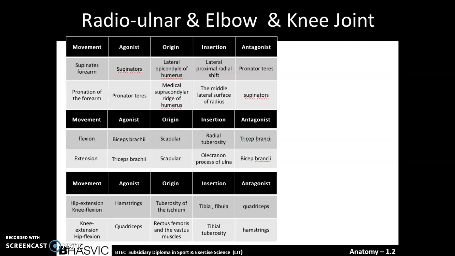When the agonist is quadriceps and the antagonist is hamstrings, the movement is extension in the knee and flexion in the hip. This happens in the origin rectus femoris and the vastus muscles. The insertion is the tibial tuberosity.